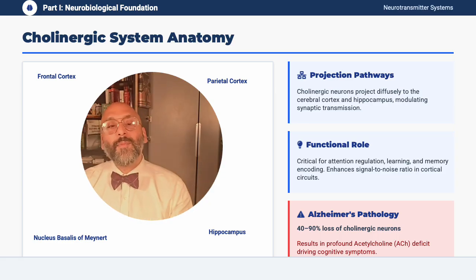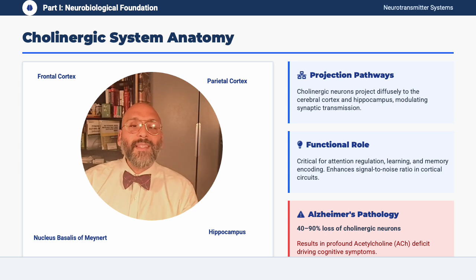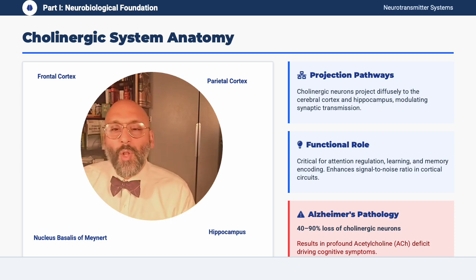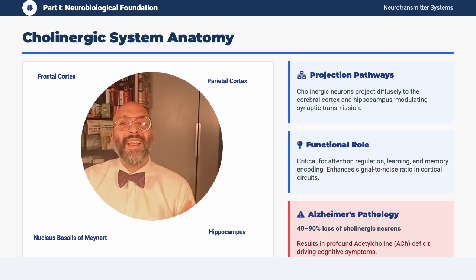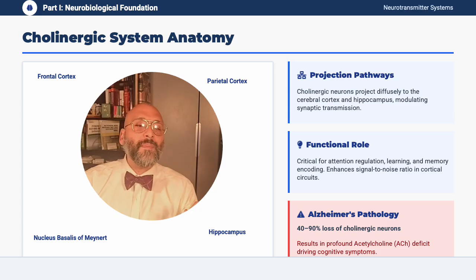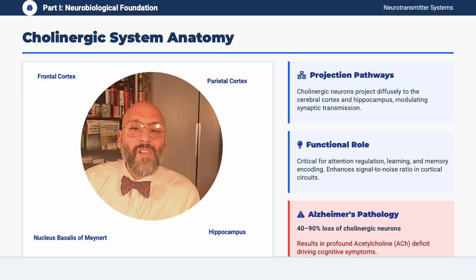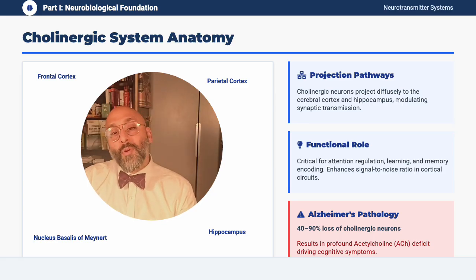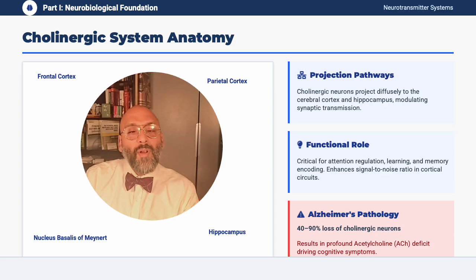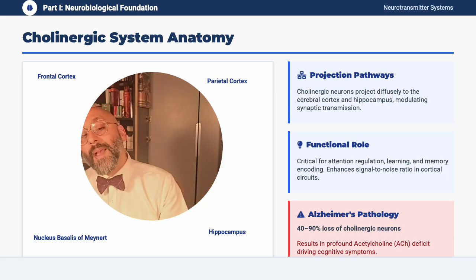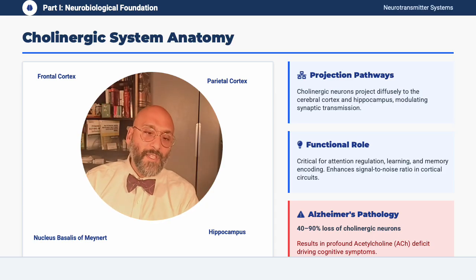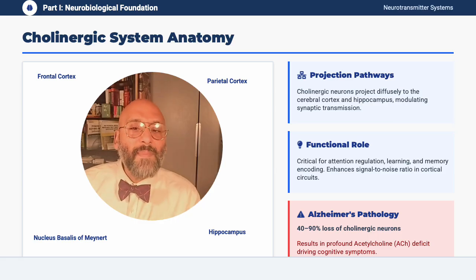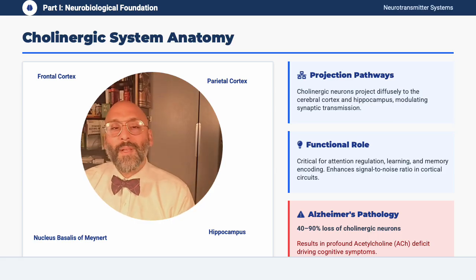So in Alzheimer's pathology, there is an estimated 40 to 90% loss of cholinergic neurons in the nucleus basalis of Meynert. So this results in profound acetylcholine deficits across the cortex and hippocampus. Importantly, this is not the primary disease mechanism. It's the downstream amplifier of cognitive symptoms. This distinction matters for how we think about treatment.